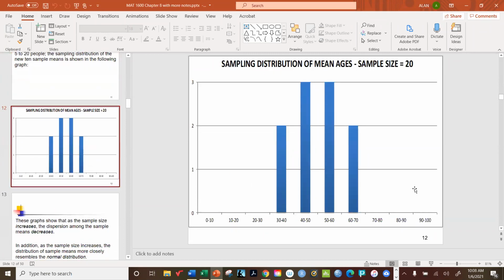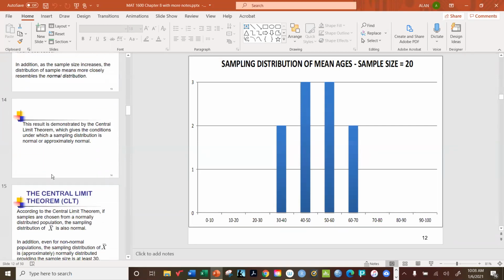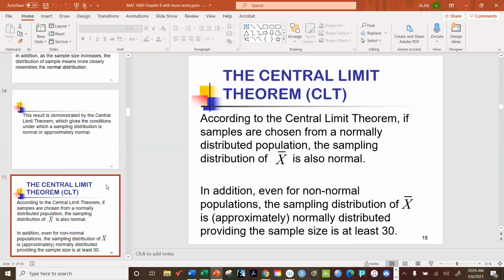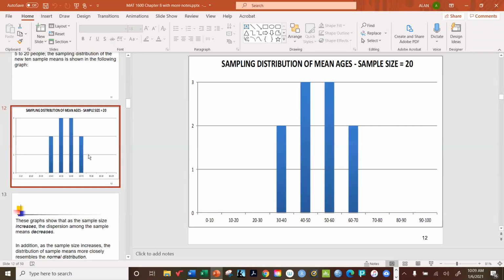So what's going to happen is that if I keep increasing the sample size, eventually these bars will come to resemble more closely the normal distribution. And we know that because of a key result in statistics called the central limit theorem. Okay, so according to the central limit theorem, if we draw our samples from a normal population, then the distribution of these X bars will be normal.